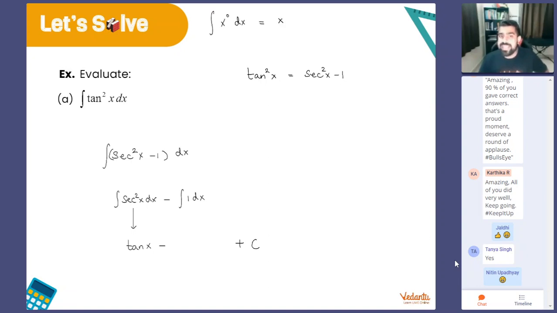Integral 1 can be written as x to the power 0 dx. So that is nothing but x to the power 0 plus 1 divided by 0 plus 1 plus c. So that is how you do it. So the answer is x. So tan x minus x plus c is the answer for this question.